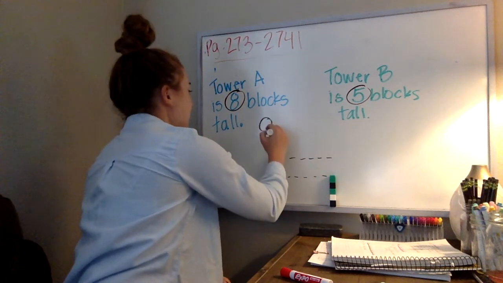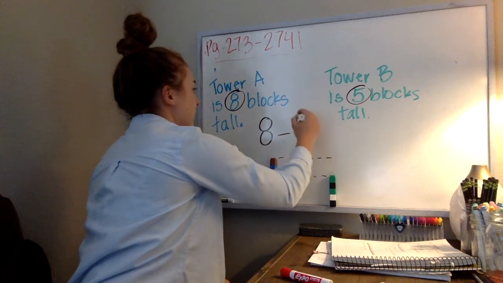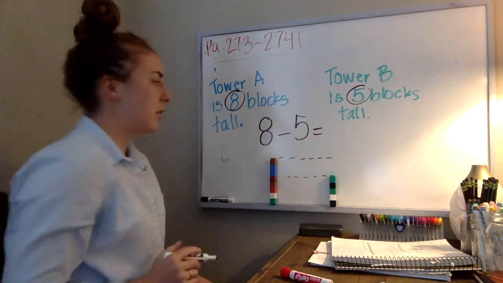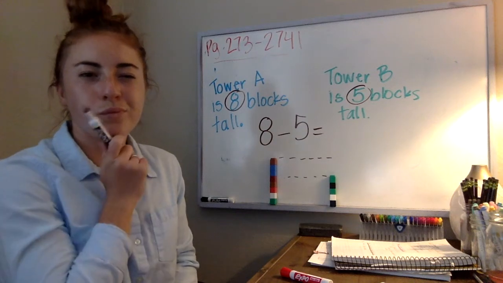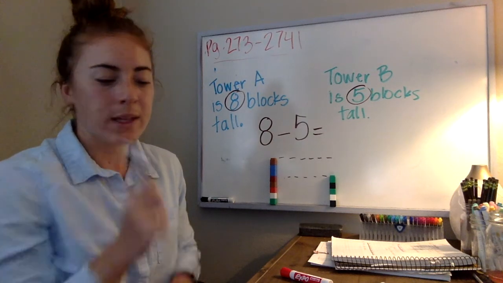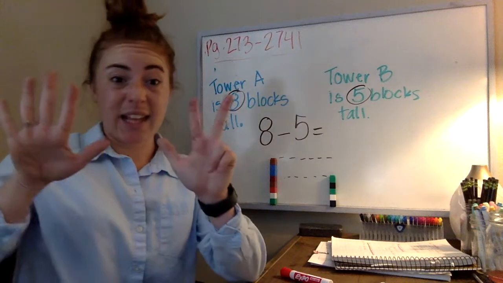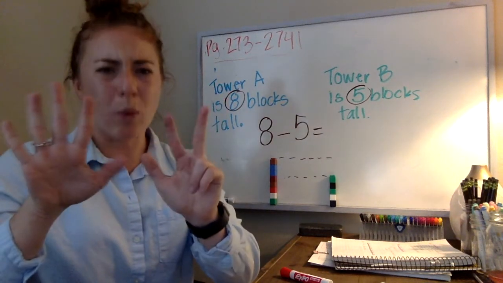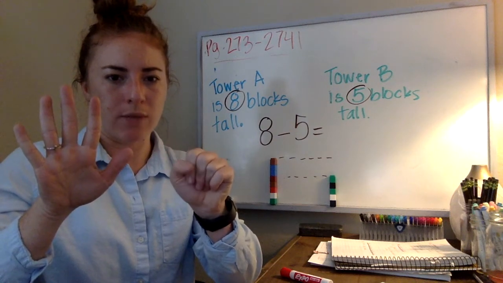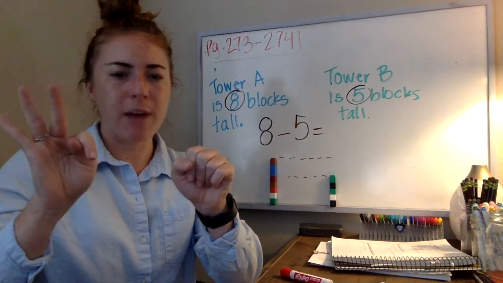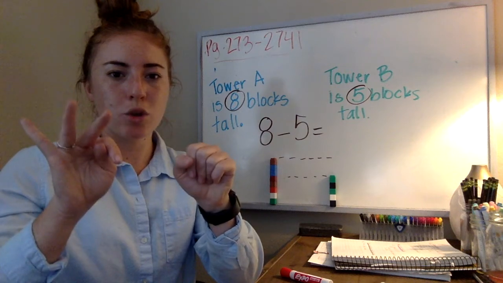So let's say 8 minus 5 equals, I'm going to use my hands. 8, and I'm going to take away 5. So 1, 2, 3, 4, 5. How many do I have left? 3.